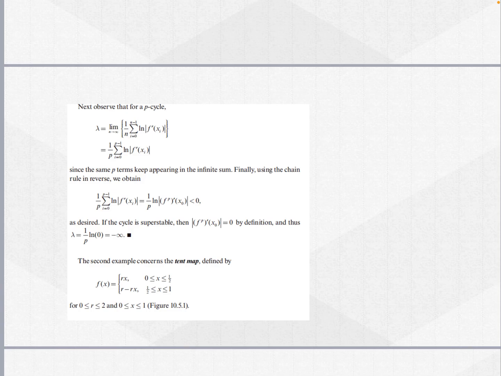Next, observe that for a p-cycle, we can know that lambda equals this value, since the same p terms keep appearing in the infinite sum. Finally, using the chain rule, we can get that this value is less than 0 as desired. If the cycle is super stable, then this equals minus infinity by definition. And then the second example concerns the tangent map.